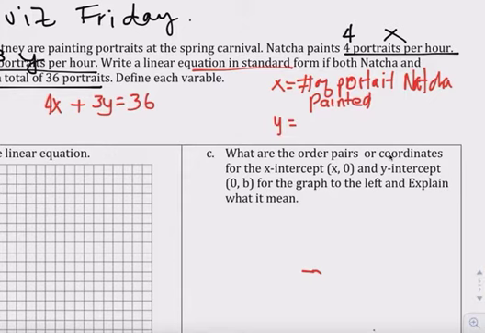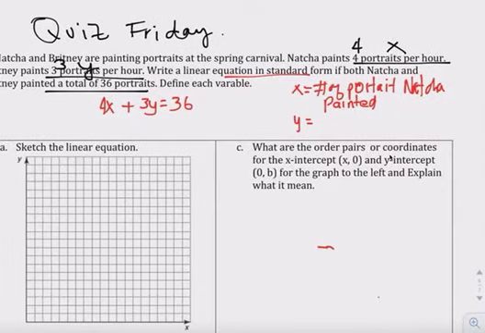Y equals, you're not vacuuming, are you? L-U? I guess not.